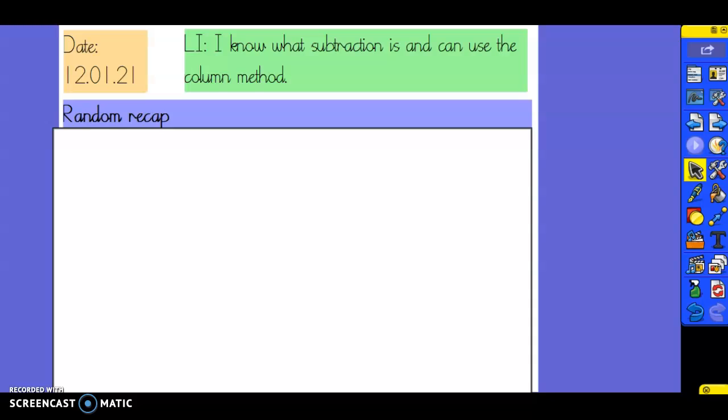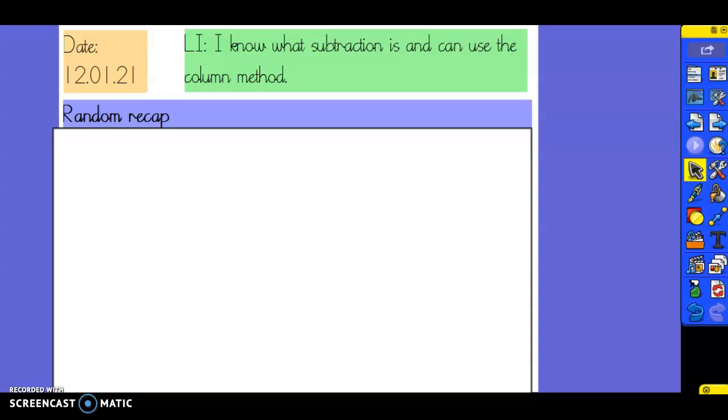Good morning, everybody. Today is the 12th of January 2021, and this is your maths lesson for today. We're going to be looking at subtraction, knowing what it is, and being able to use the column method.